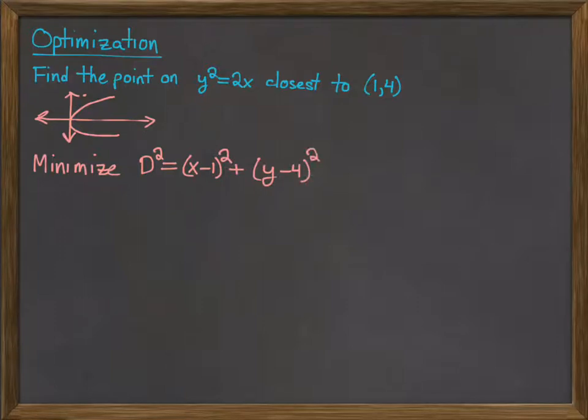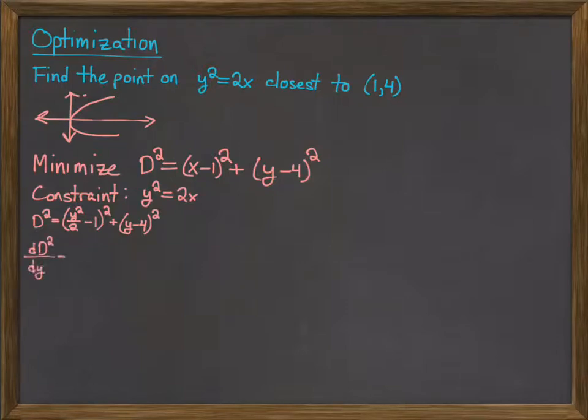So we'll just say we're going to minimize distance squared. The constraint equation is just the equation of the curve. So you solve for x equals y squared over 2 and plug that in for x. Now you have the thing you're trying to minimize, which is distance squared, in terms of just a single variable y. Then we take that derivative, of course following chain rule appropriately, and set it equal to 0.